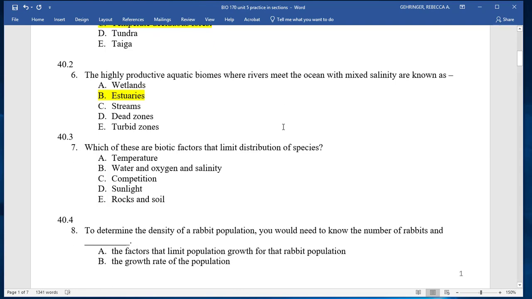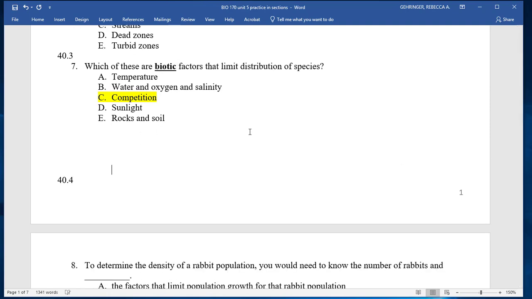Which of these are biotic factors that limit the distribution of species? Does temperature limit distribution of species? Yeah, but is temperature biotic? Temperature is abiotic. What's biotic mean? Living. So temperature, that's not alive. Is water and oxygen alive? No. Competition, does that come from living things? Absolutely. So let's highlight that one. Sunlight, rocks, and soil, those are all abiotic factors as well. So the only biotic factor that limits species distribution is competition in this list. The rest of those do limit distribution, but they're all abiotic.